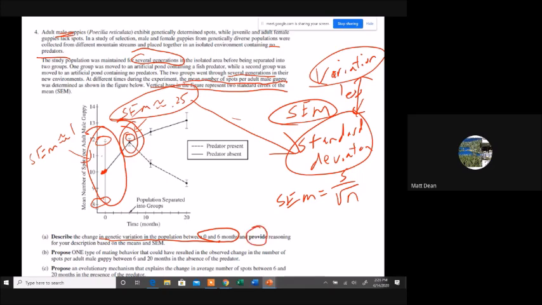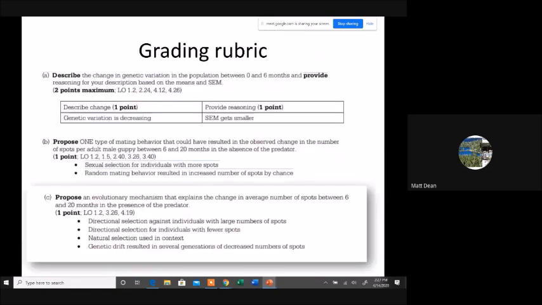And the reasoning you're going to provide is because the 95% confidence intervals, and therefore the standard error of the mean, was much higher at 0 than it was at 6 months. So let's look at the grading rubric on this. Here's what the graders used to grade it. 1 point for saying genetic variation is decreasing. 1 point for saying SEM gets smaller.